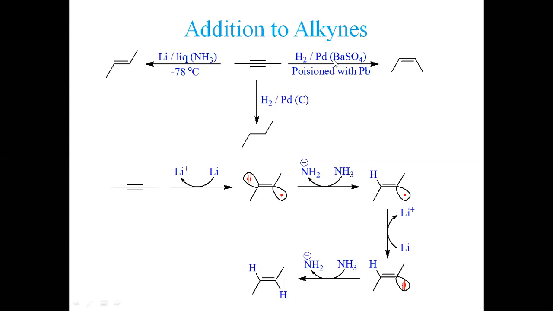But this catalyst is not able to reduce the cis olefin into saturated hydrocarbons. This is a drawback. So which drawback is useful for us? The triple bond adds hydrogen to form the cis olefin.